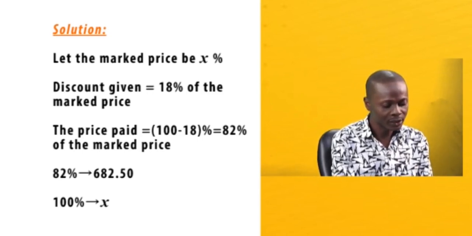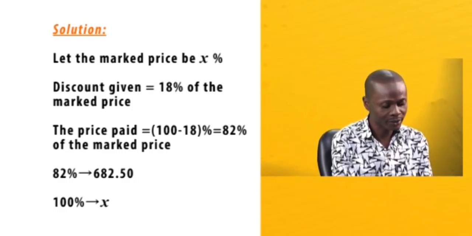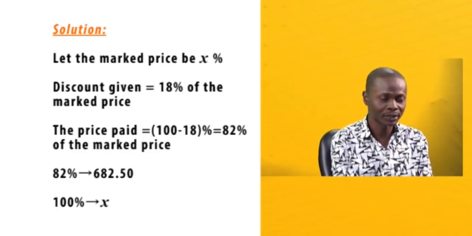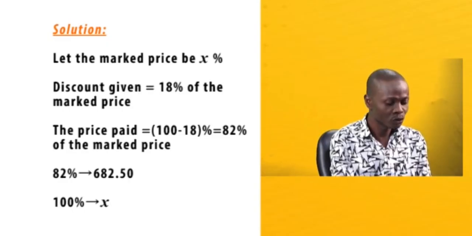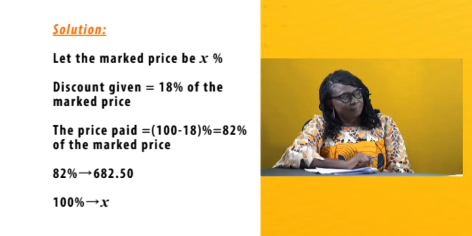He was given a percentage of 18%, which means that Mr. Osei paid 82% of the marked price. So, if 82% of the marked price is equal to 682 cedis, 50 pesos, then what would be the value of the marked price, which is 100%? This is a simple ratio and proportion question.